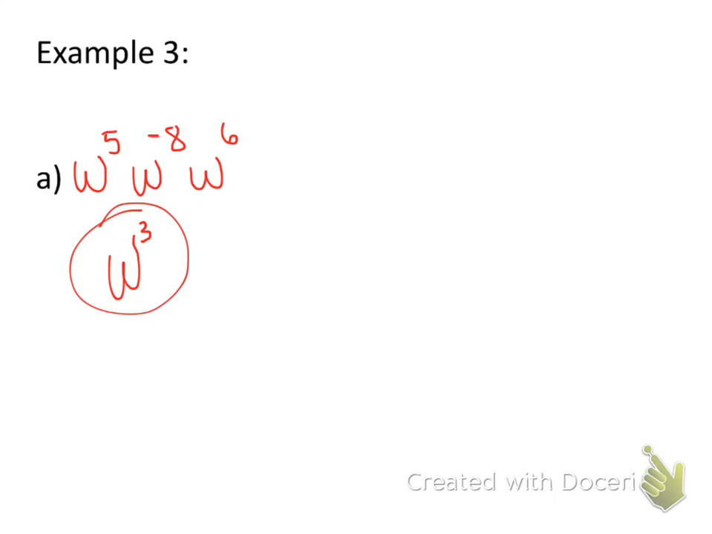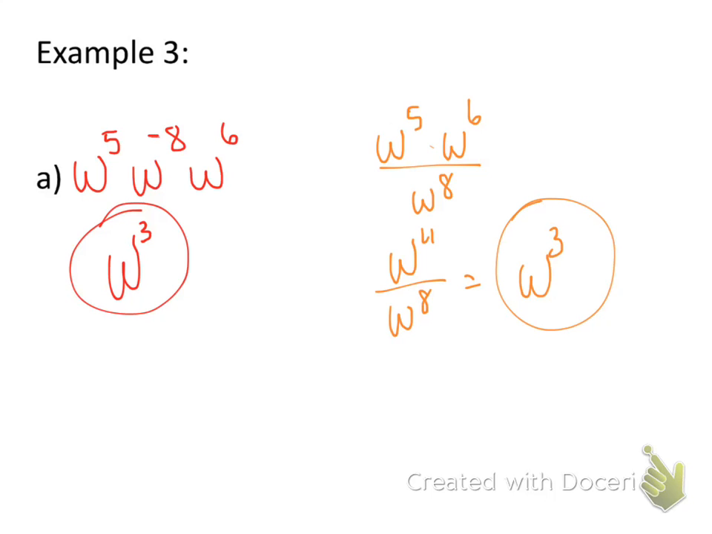I could also look at this and say, well, I need to take care of that negative exponent, so I'm going to put the w to the 8th on the bottom. Simplifying my numerator, I get w to the 11th over w to the 8th. Where do I have more w's? On the numerator, 3 more in fact, so I would get w to the third.